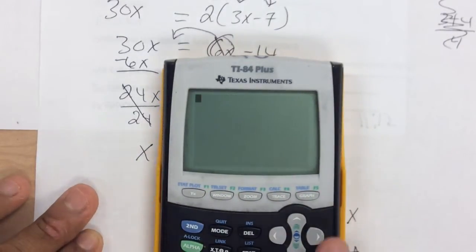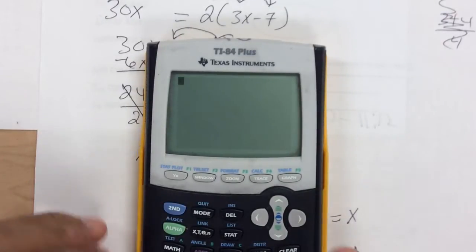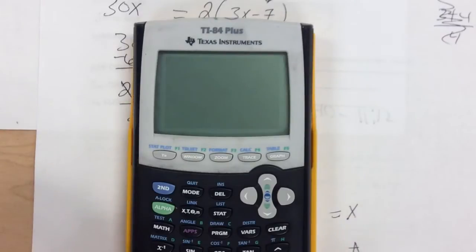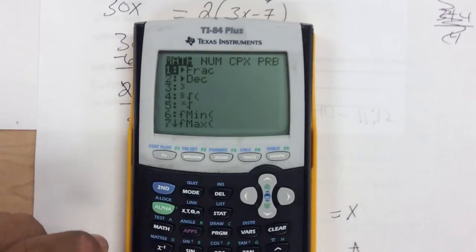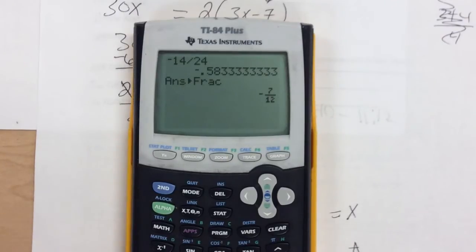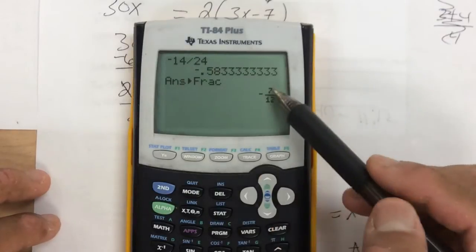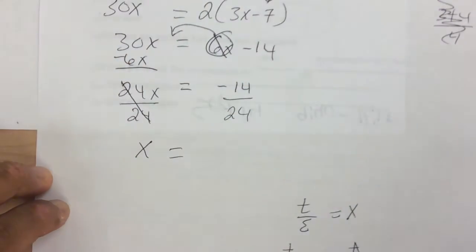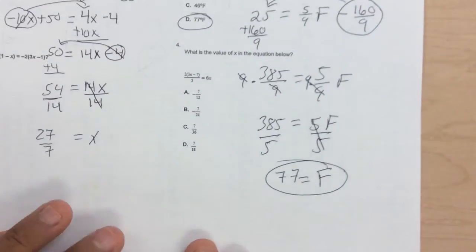Well, you could do that in your head or you can use your calculator. I'm going to go ahead and show you your calculator so you understand how to do that if a problem like this pops up on the active part. So negative 14 divided by 24. Automatically, this calculator is going to give it to you as a decimal. Let's go ahead and convert it to a fraction, and it will automatically give it to you in simplified form. So your simplified version of negative 14 over 24 is negative 7 over 12. Now, if you look at your answer choices, your answer is A.